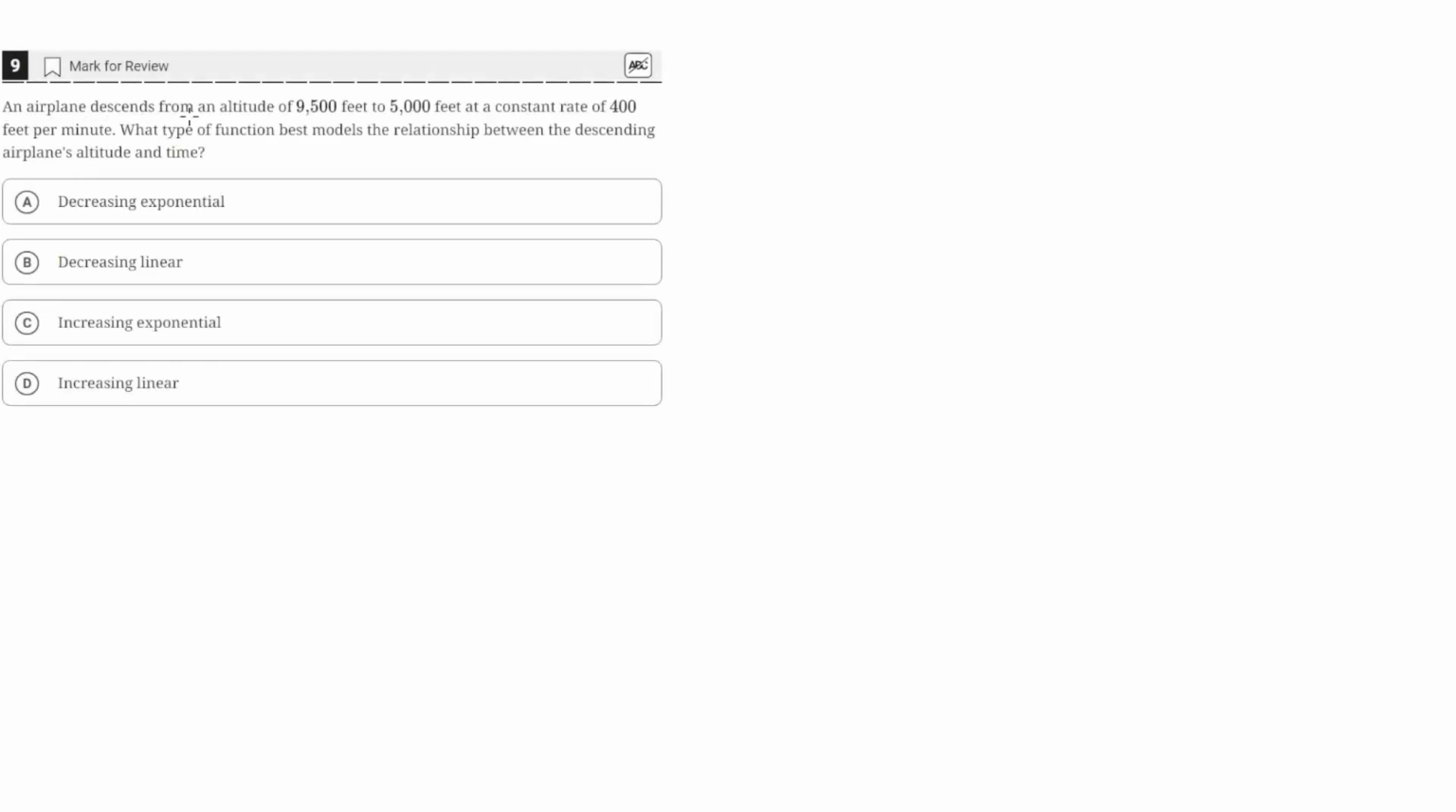An airplane descends from an altitude of 9,500 feet to 5,000 feet at a constant rate of 400 feet per minute. Which type of function best models the relationship between the descending airplane's altitude and time? So we can think of the function as a function of time, and this function will give us the altitude. So we'll put time on the x-axis and the altitude on the y-axis.